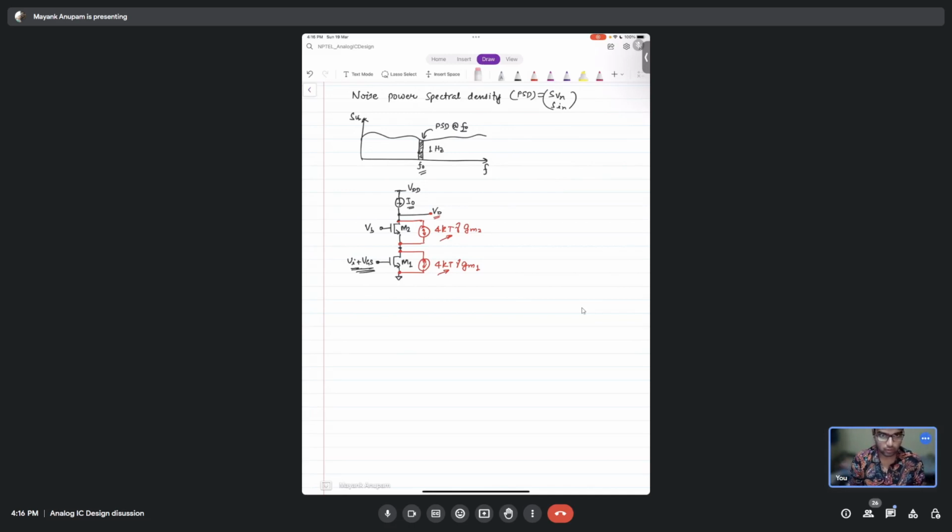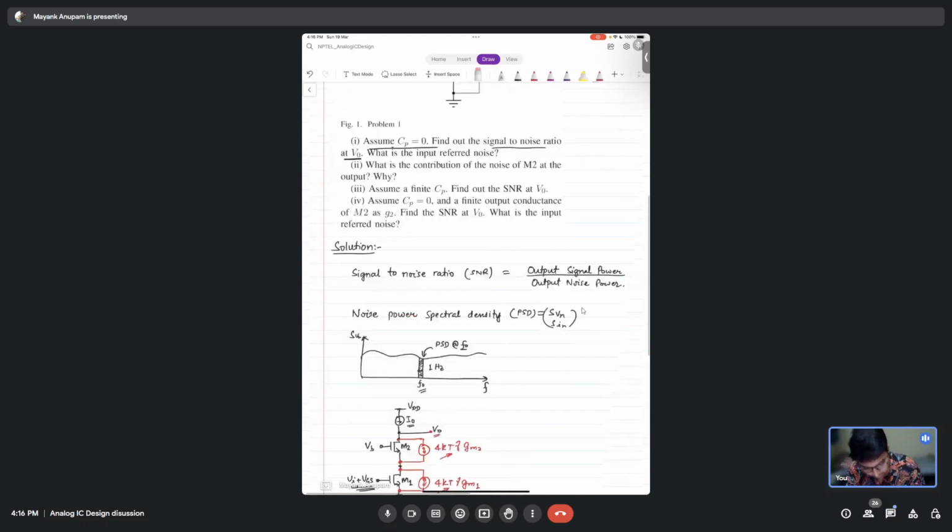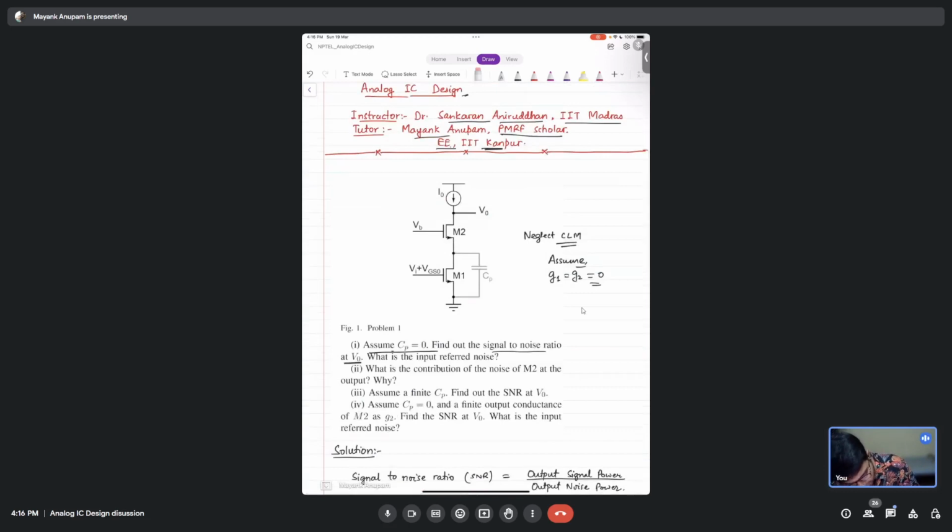If someone wants you to calculate everything, then they will explicitly mention the value of gamma. But yes, for long channel devices in saturation, you can assume gamma is approximately equal to 2 by 3. By the way, you also have to assume that there is a load resistor RL connected at the output, or else the noise voltage will become infinite.